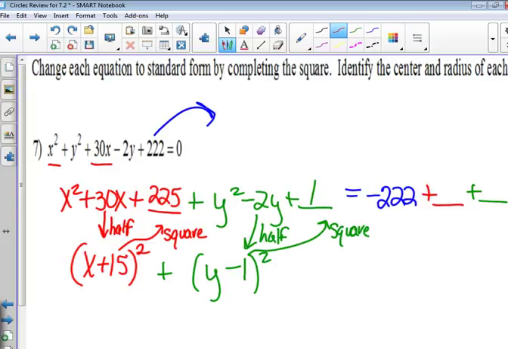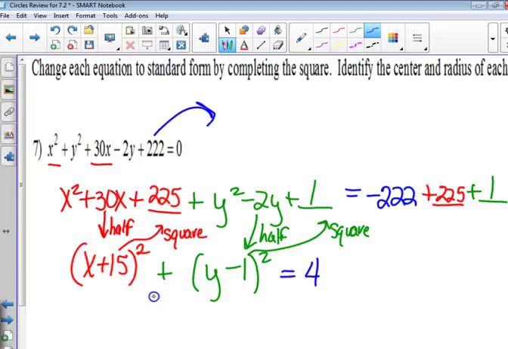Oh, wait a minute. Whatever we put in the red on this side, we got to put in the red on this side. Whatever we put in the green, we got to put in the green on this side. Okay. Equals negative 222 plus 225 is 3, plus 1 more is 4. Is that standard form? Yes. It's really not hard, guys.